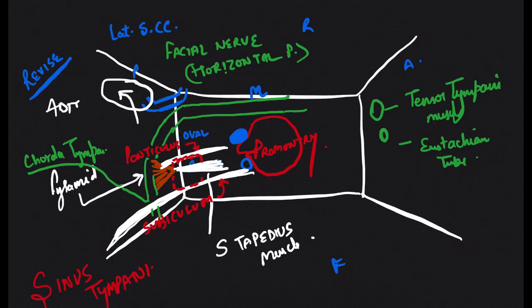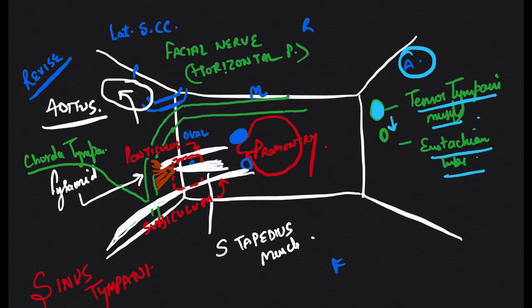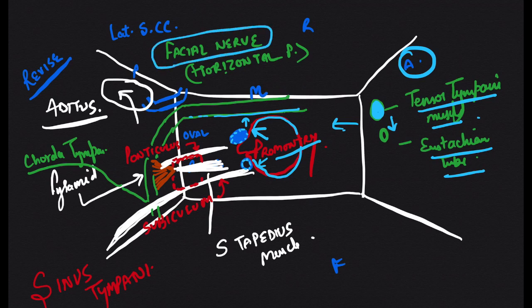Okay, so let's do a quick recap and repeat after me. On the anterior wall we have two openings, one for the tensor tympani muscle, and just below it the eustachian tube opening. Moving to the medial wall, we have the promontory, which is bulged because of the basal turn of the cochlea. Posterior superior to it we have the oval window, posterior inferior to it we have the round window. Now on the medial wall, if we look up, we see a horizontal bony canal which houses the horizontal part of the facial nerve.